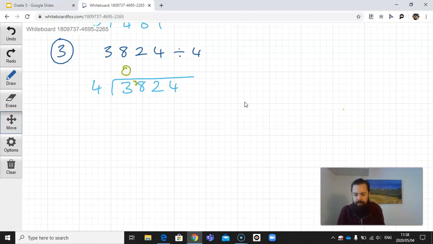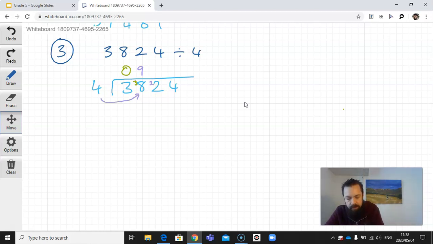3 over there. Next question, we're going to ask, how many times does 4 go into 38? 4, 8, 12, 16, 20, 24, 28, 32, 36, 40 would be too much, so we've got 9. So it fits in there 9 times. So 9 was 36, and we had 38, so 37, 38, we've got 2 left to give to our neighbor.